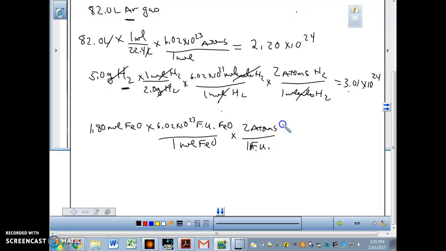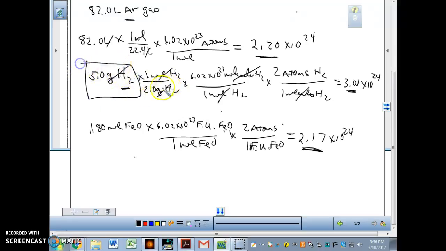There are 2 atoms in every formula unit of FeO, because there's one Fe and one O. So we'll take 1.8 times 6.02 times 10 to the 23rd times 2. And that comes out to be 2.17 times 10 to the 24th. So this is actually the least of all of them. Then this was a little more, and then that's even more. So our lucky winner is the hydrogen.